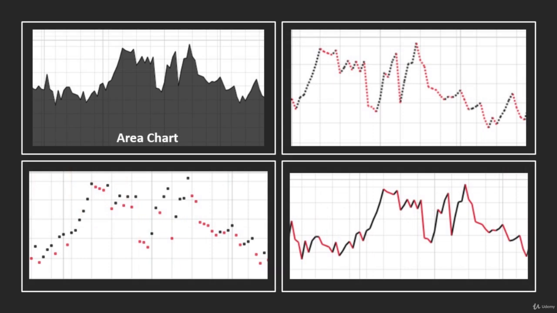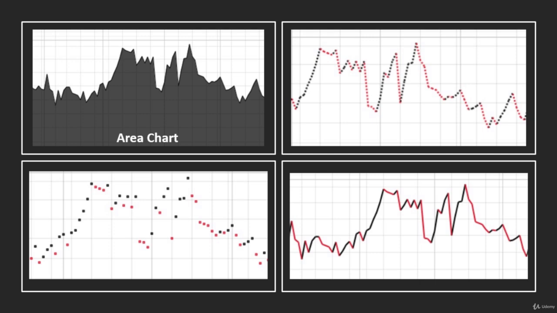Other ways that you can represent price as well are things like an area chart, for example, where you're looking at how it looks in terms of pricing things out and then having shading underneath the price.